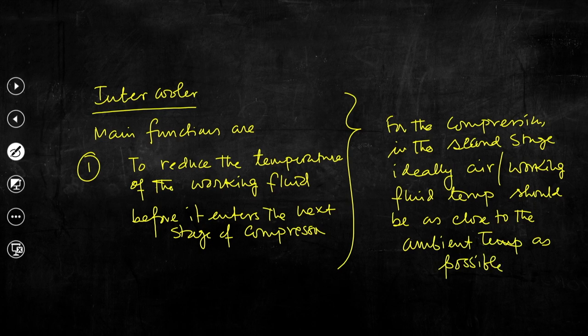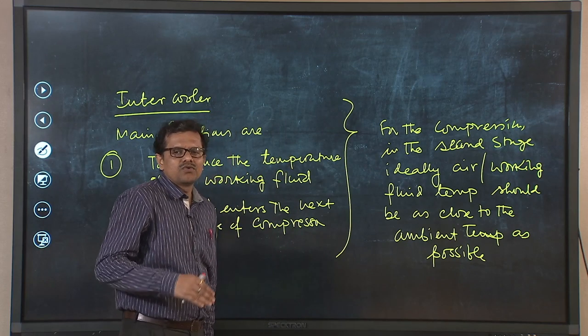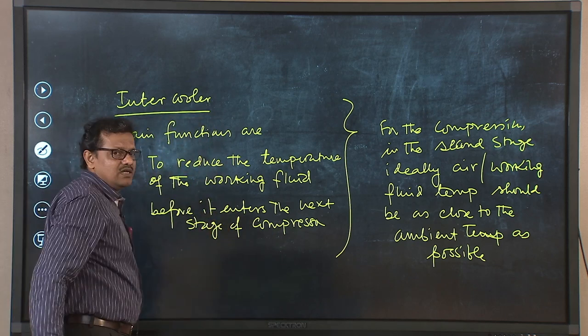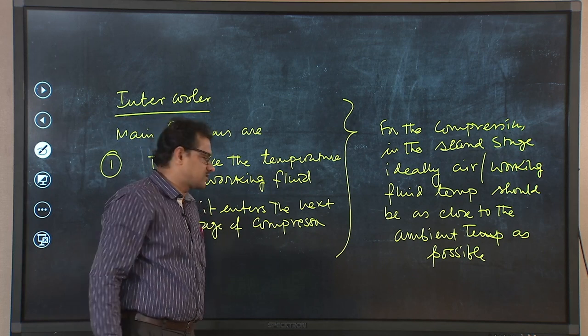It is very difficult to bring the temperature of the working fluid equal to the ambient temperature, but our objective should be to reduce the temperature of the working fluid before it enters the second stage of compression, closer to the ambient temperature. This is why intercoolers are placed.